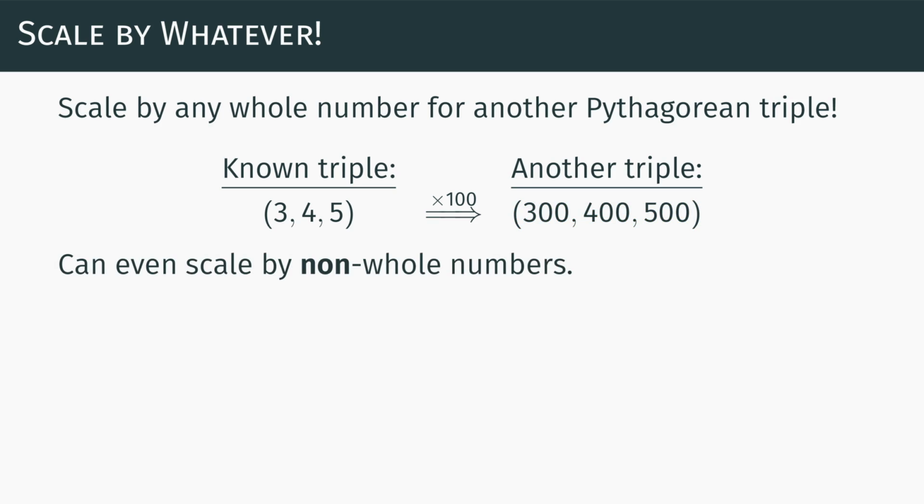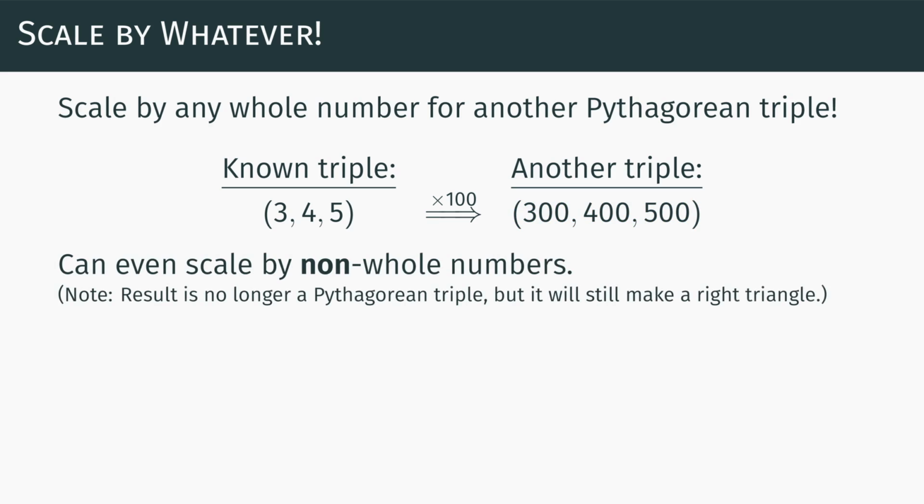You could scale by non-whole numbers. I do have to point out though that the result you'll get won't actually technically be a Pythagorean triple anymore. It's just going to be a right triangle, right? A Pythagorean triple actually has to be based on whole numbers. That was part of its definition. So if you scale by something that's not a whole number, you produce something that won't have whole numbers, and this isn't a Pythagorean triple, but it is still going to be a right triangle.